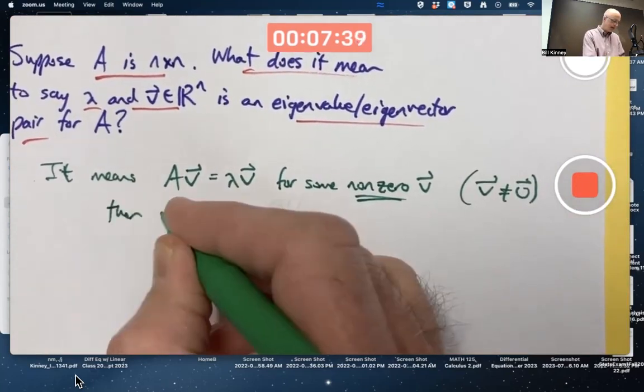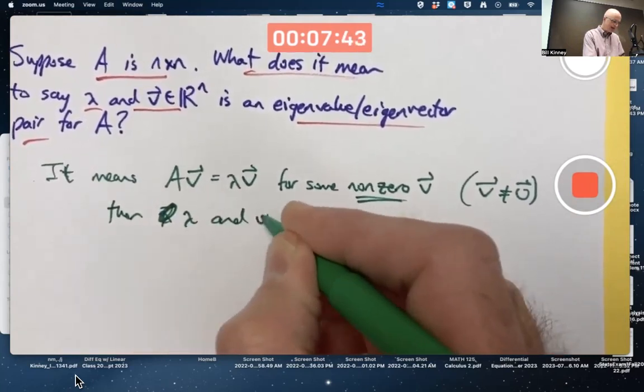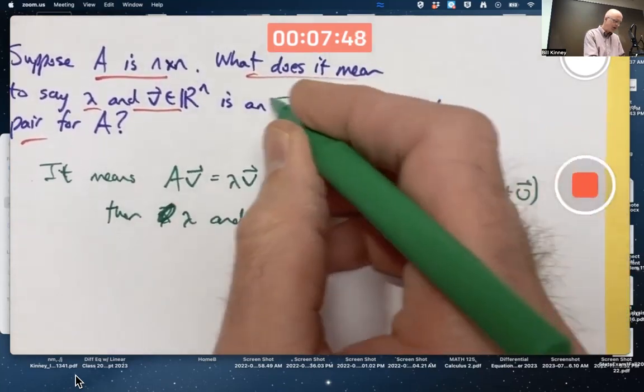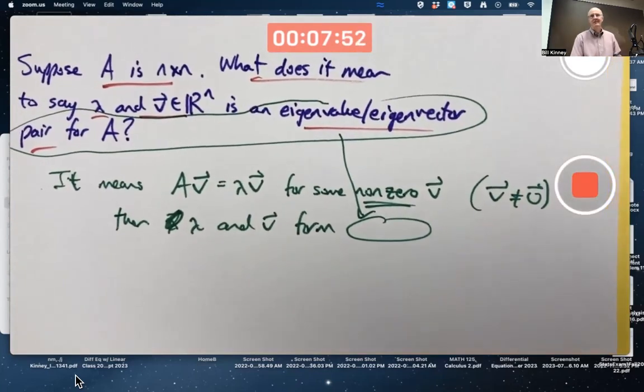Then lambda, oops, not vector lambda, lambda and V form an eigenvalue eigenvector pair for A. That's all it means.